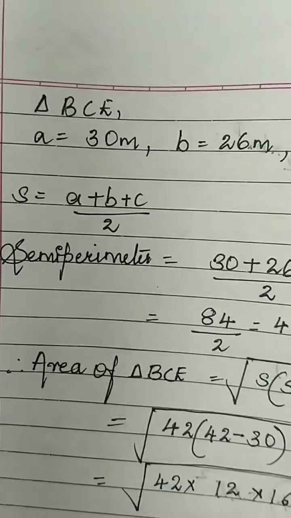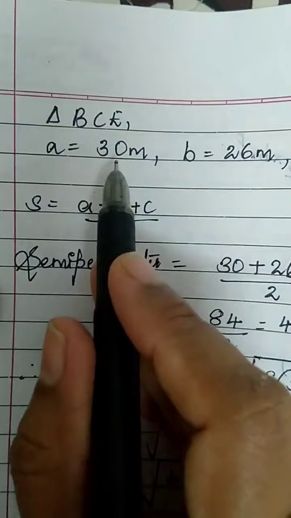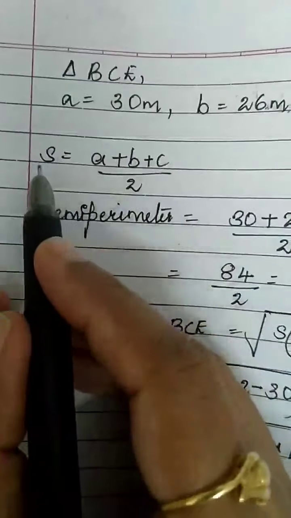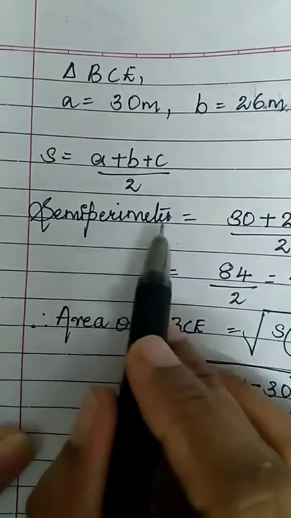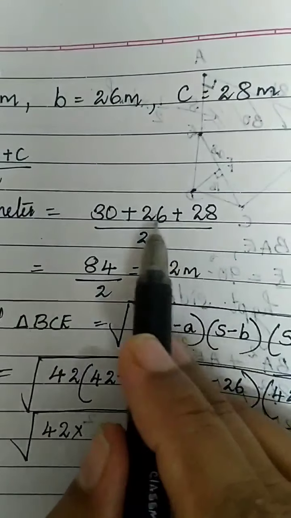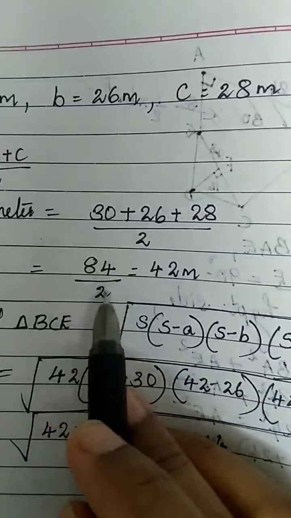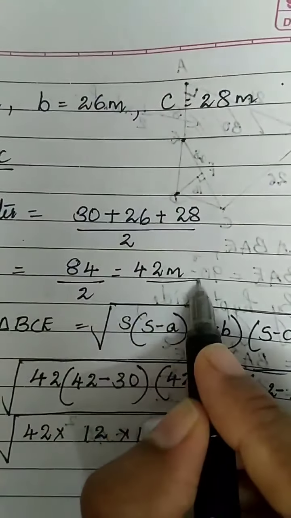As discussed, I have written in triangle BCE, A I took 30, B I took 26 and C I took 28 meter. Semi-perimeter is equal to A plus B plus C upon 2. Semi-perimeter is 30 plus 26 plus 28 upon 2. 6 plus 8 is 14, carry 1, 4, 5, 6, 7, 8. 84 upon 2 is 42 meter. Semi-perimeter we got 42 meter.